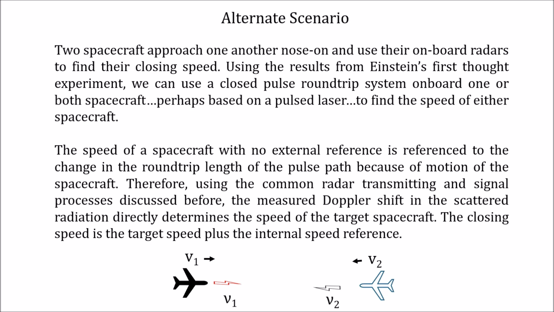So we can take a look at an alternate scenario, which is very similar. You have two aircraft approaching one another, two spacecraft or what have you, and they both transmit a signal. We know that each one can detect the Doppler shift of the other relative to it, since each one can always know what its own speed is. If it doesn't know what its speed is, then you have a different problem. It has nothing to do with the Lorentz transforms. It has to do with information.